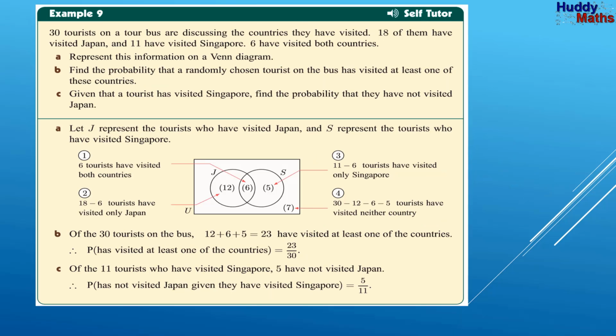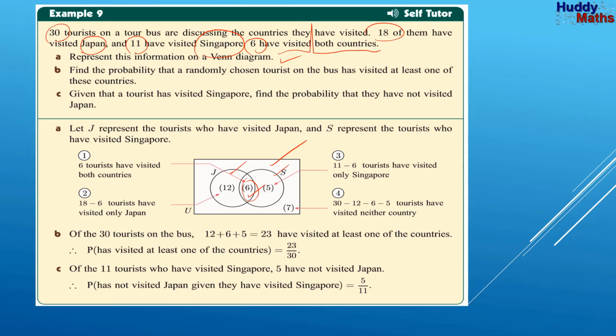Another example. 30 tourists on a tour bus are discussing the countries they visited. 18 of them visited Japan, 11 visited Singapore, and 6 have done both countries. Represent this information on a Venn diagram. Okay, so you're going to draw a big set, and in the middle of that you'll have a circle for Japan, a circle for Singapore, and overlapping here will be both. So how many did both? 6. So put 6 in here.